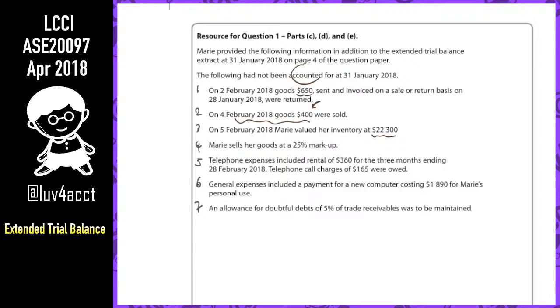Interesting. So Marie sells her goods at a markup of 25%. Nothing else is related to the inventory, is it?